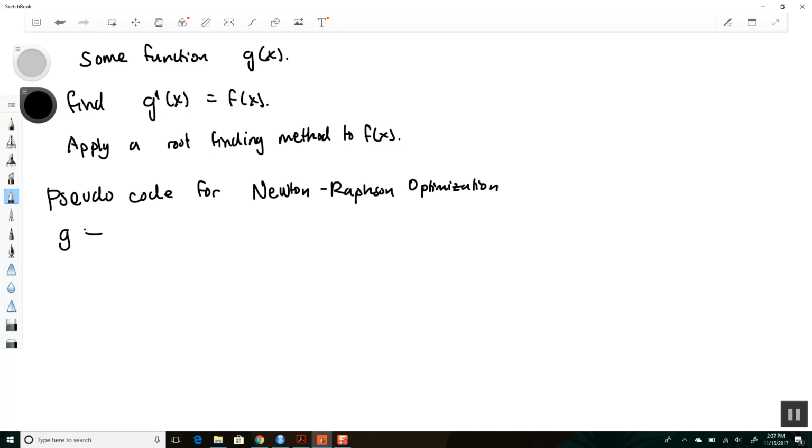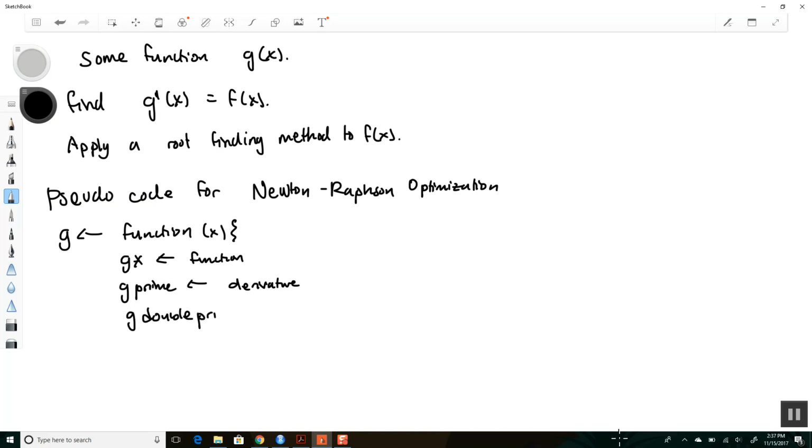So we'll say g is going to be a function of x, and what should this function return? It should return three things. We'll have g(x) being basically whatever the function is, and then it needs to return g prime. You've got to figure out the derivative, and then g double prime. That's going to be the second derivative, right?